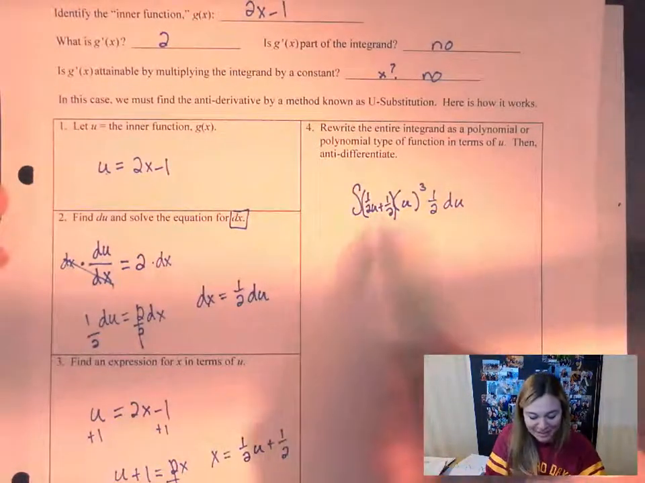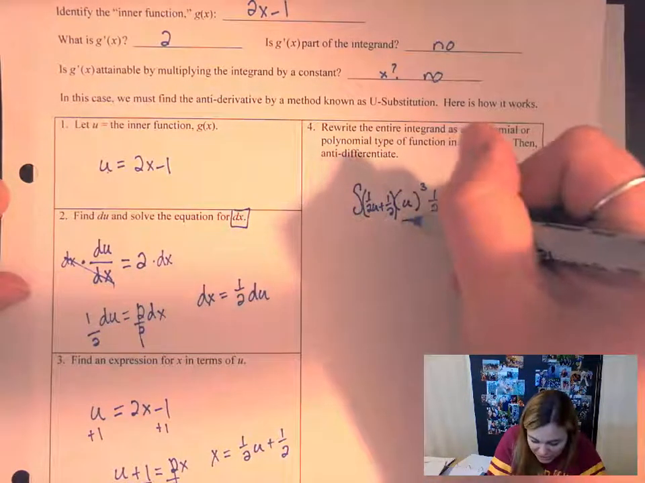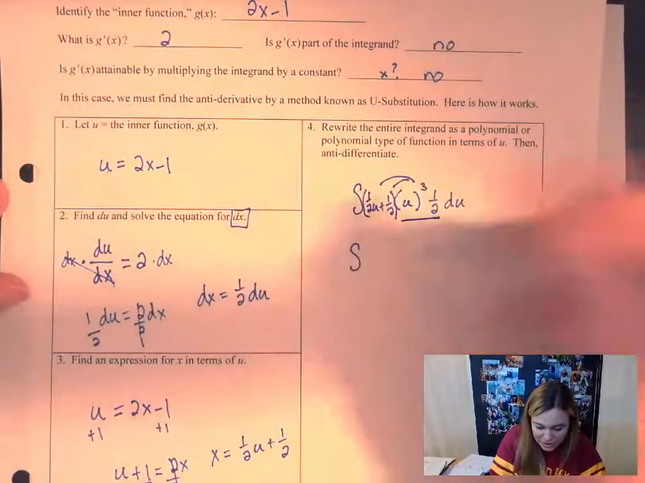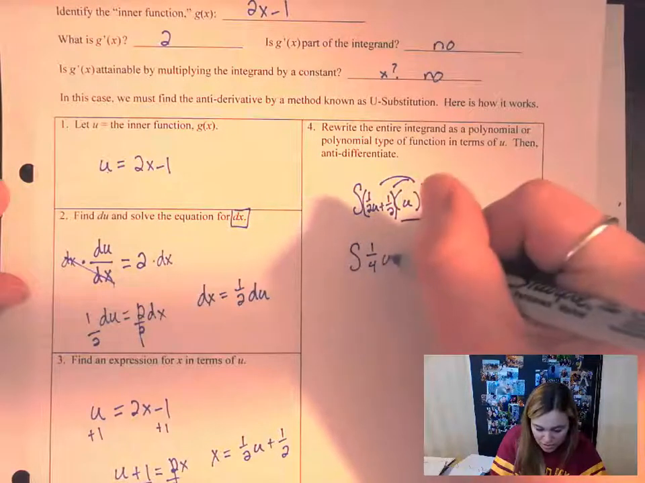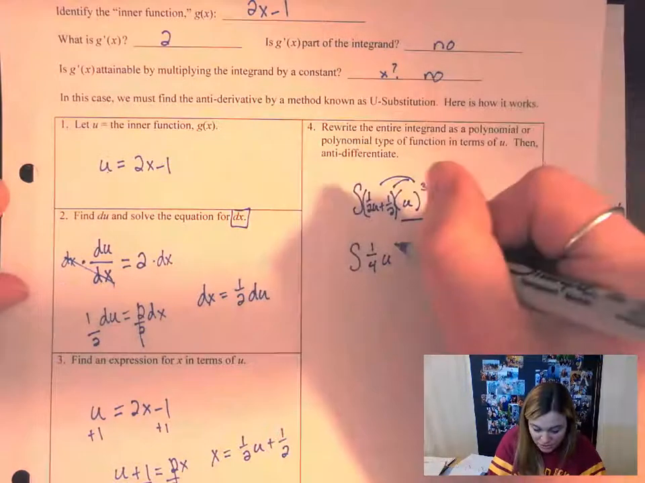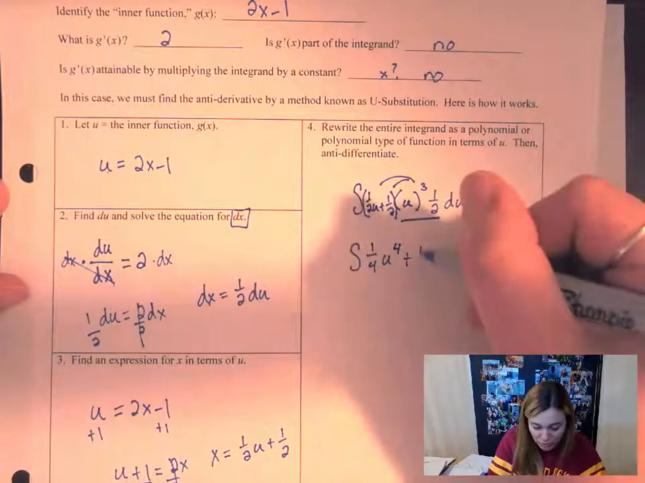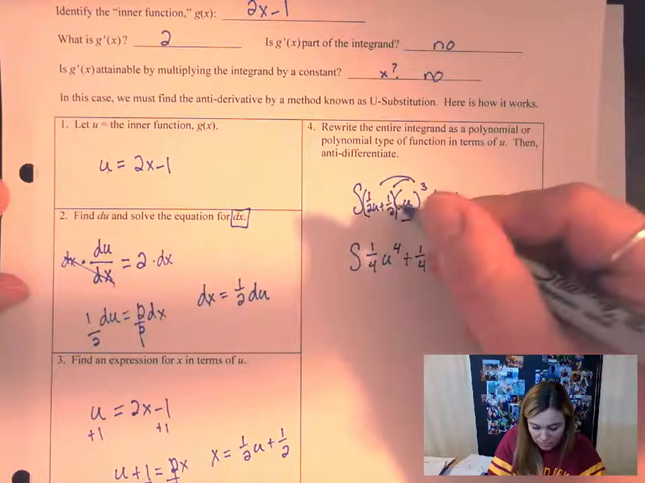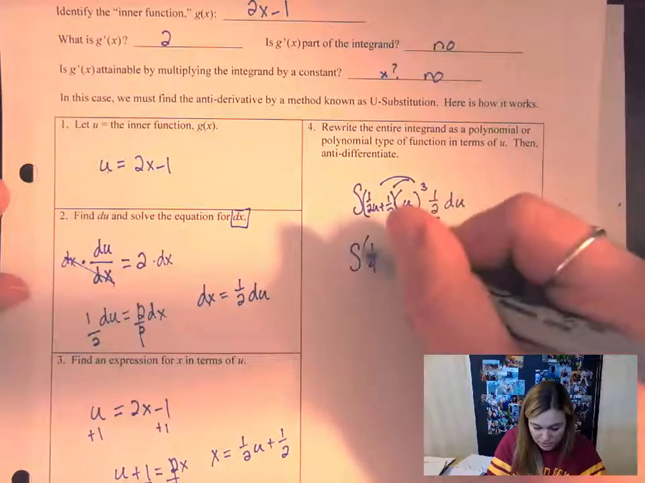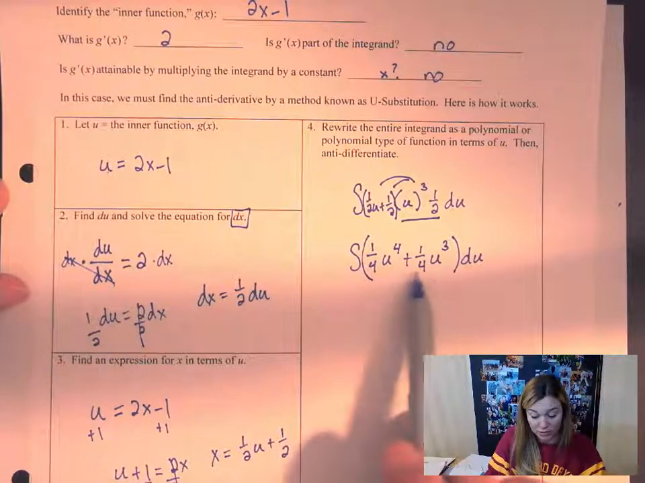But what's happening now is I can simplify this into something that I can take the derivative of. So what I'm going to do is take this 1/2 u to the third power and distribute that. So I'm going to have 1/4 u, because 1/2 times 1/2 is 1/4. u times u to the third is u to the fourth. Plus 1/2 times 1/2 would be 1/4. And then there's just a u to the third left over. So do you see how now I have this really nice integral? I've got the integral of 1/4 u to the fourth plus 1/4 u to the third.